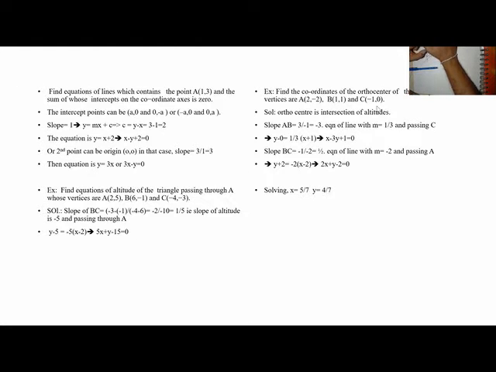Find the coordinates of the orthocenter of a triangle whose vertices are given. I will find the altitudes and their intersection point. AB slope is (1 minus 2)... the slope of the perpendicular is plus 1 by 3. Now I have a point, it is going through C. So y minus 0 is equal to m into (x plus 1). So this is one equation.